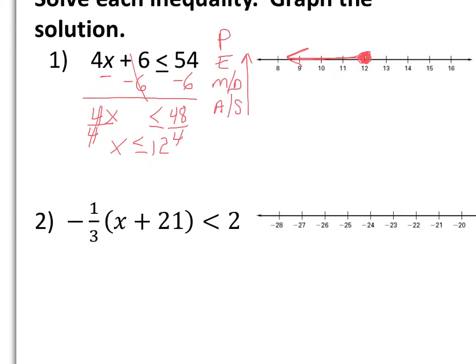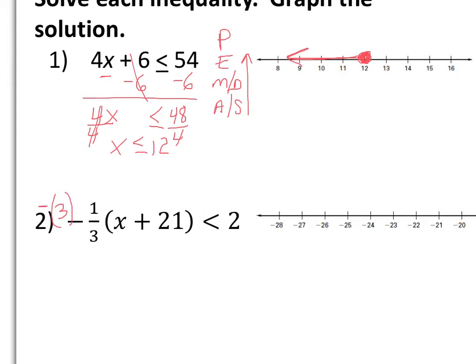And on to example 2. This one looks quite a bit more complicated. As always, when we have a fraction in front of a sum inside of a parentheses, we want to undo this fraction first rather than use the distributive property. Although, in this case, I guess we could. But in general, I've been teaching you to go ahead and get rid of that denominator.